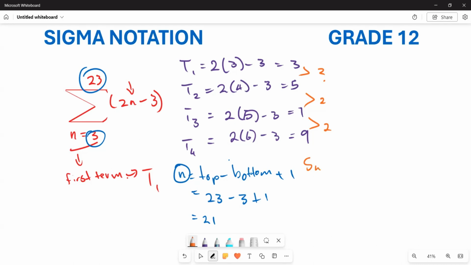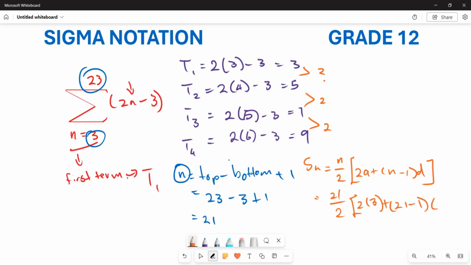So we are going to come back, say Sn is equals to n over 2, open brackets, 2a plus, open brackets, n subtract 1, d. This is D. Then this is going to be your sum formula. Then now the sum of these terms that are here, they are 21. So this is 21 over 2, open brackets, 2 times the value of your A that you found in there, it was 3, plus this is same as 21 subtract 1, and then the difference that you are going to find in there, it is 2, right?